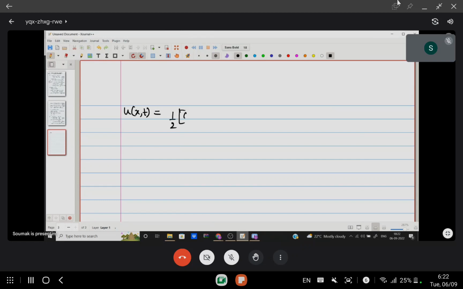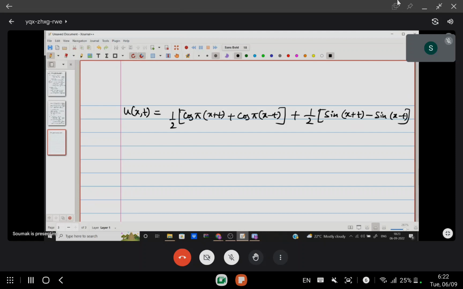Half cos pi x plus t, plus 1 by 2 sine x plus t minus sine x minus t.